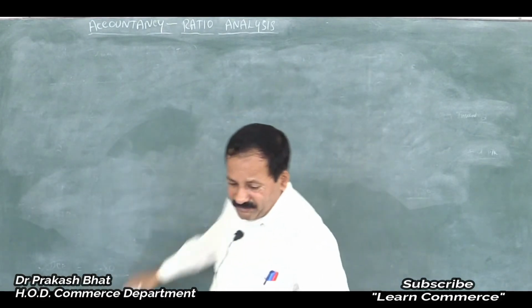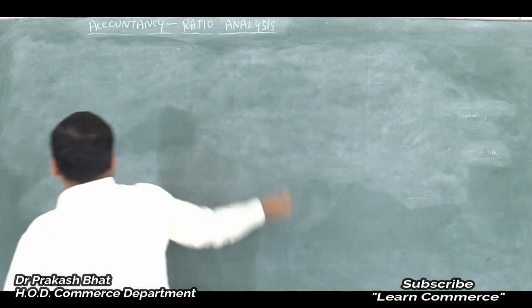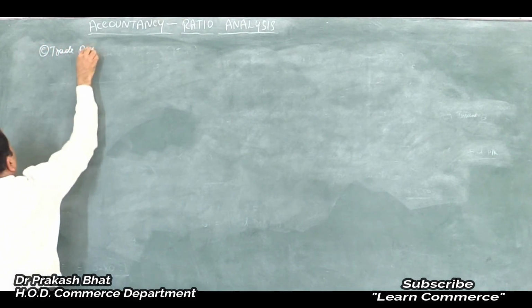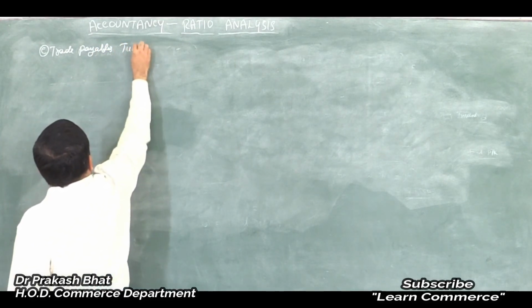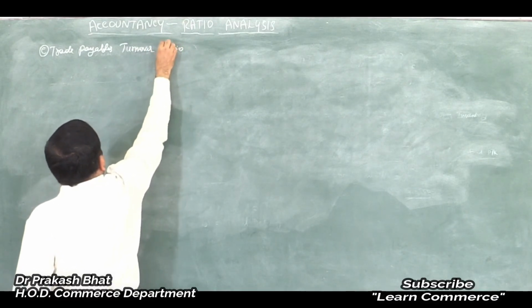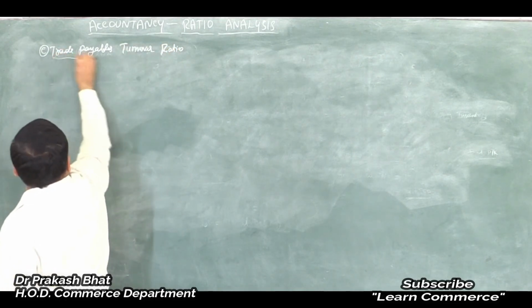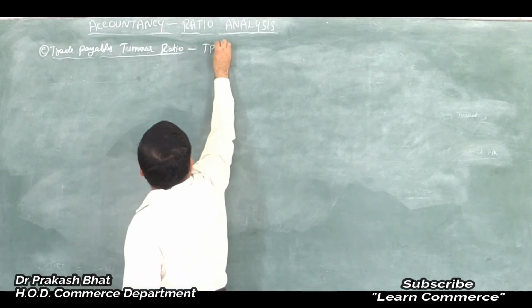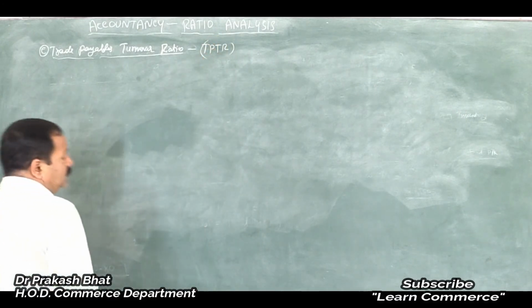Yes. What is the next ratio? That is trade payable turnover ratio. It is very simple, friends. Point C, trade payables turnover ratio. Write the formula first. Trade payables turnover ratio, TPTR, isn't it? So here write the formula first.